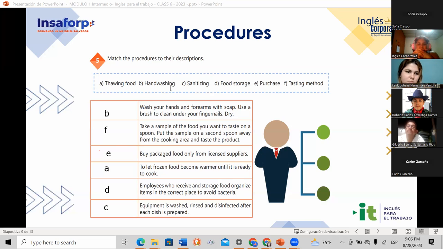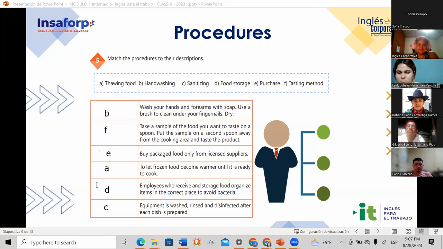Okay, good. Letter F, tasting method. Take a sample of food you want to taste. Yes, very good. E, it says purchased. Buy packaged food only from licensed suppliers. Only from supermarkets that have a license. That means the products you buy are evaluated, right? They are good to be used.